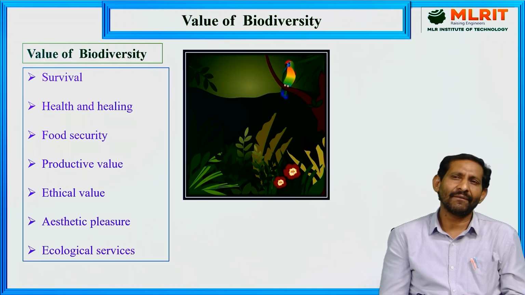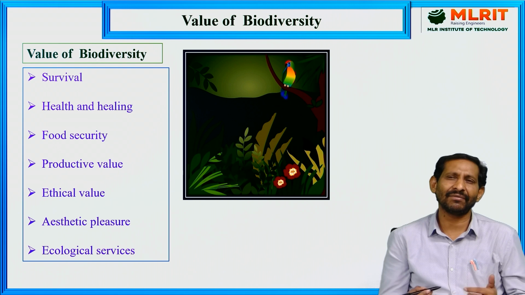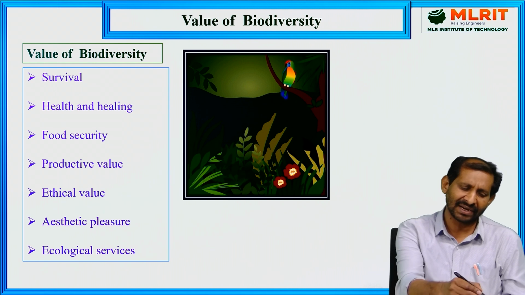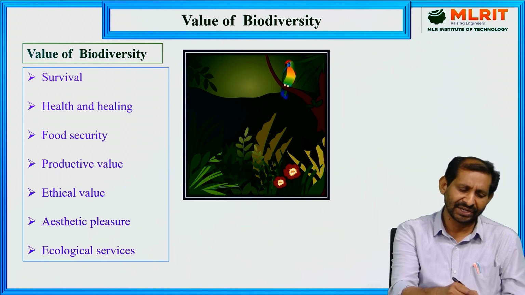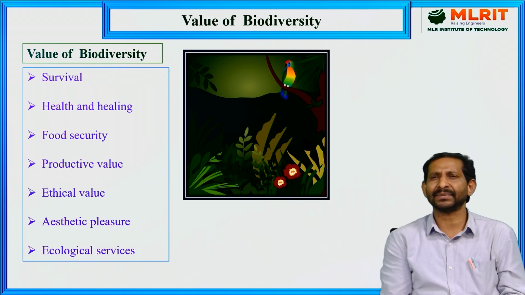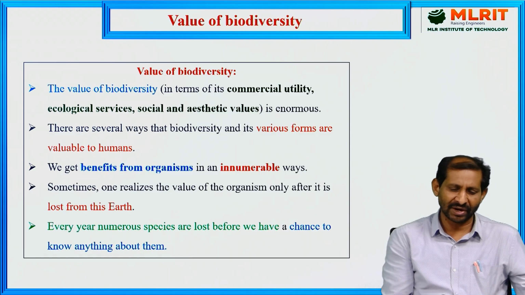Now coming to the values of diversity. What values are given to diversity? There are different types of values given to biodiversity: survival, health and healing, food security, productive value, ethical value, aesthetic value, ecological services. There are different values we get from biodiversity. We can discuss them one by one elaborately.